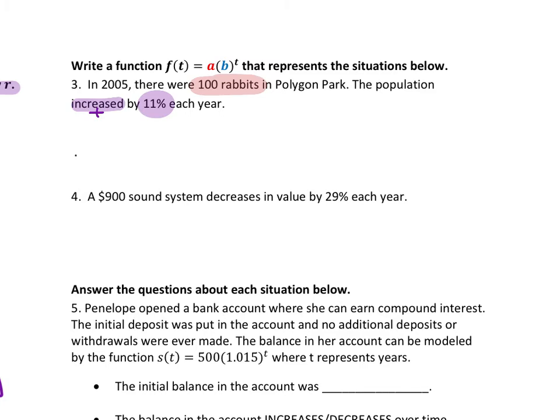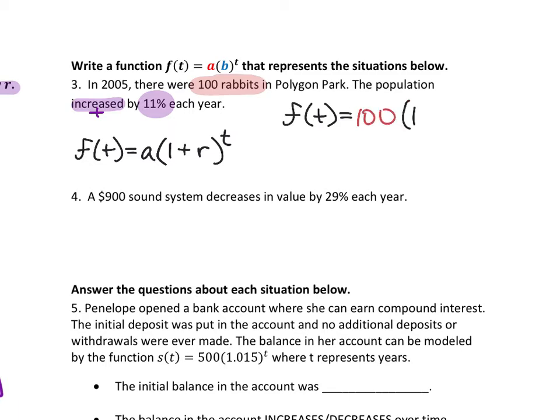So I'm going to be trying to fill out f of t is equal to a times b to the t, but I know that b is going to be 1 plus the R value, because we're going to be increasing. Okay, that's pretty easy. Let's plug the things in where they belong. We know that the initial value is 100, and we know that the rate is 11%. Now, I'm not going to put a big old 11 right here, because I have to make sure that that's a decimal. To change 11% to a decimal, I'm going to move its decimal point 2 times to the left and get 0.11 as my decimal for that percentage.